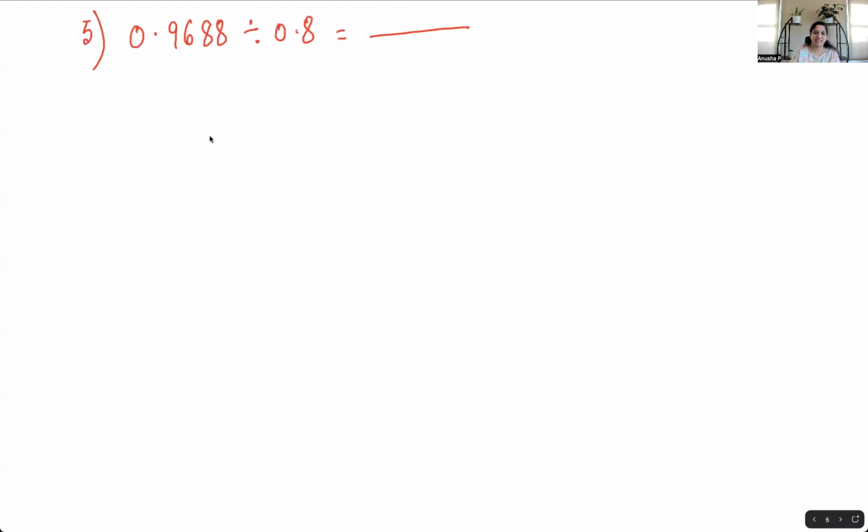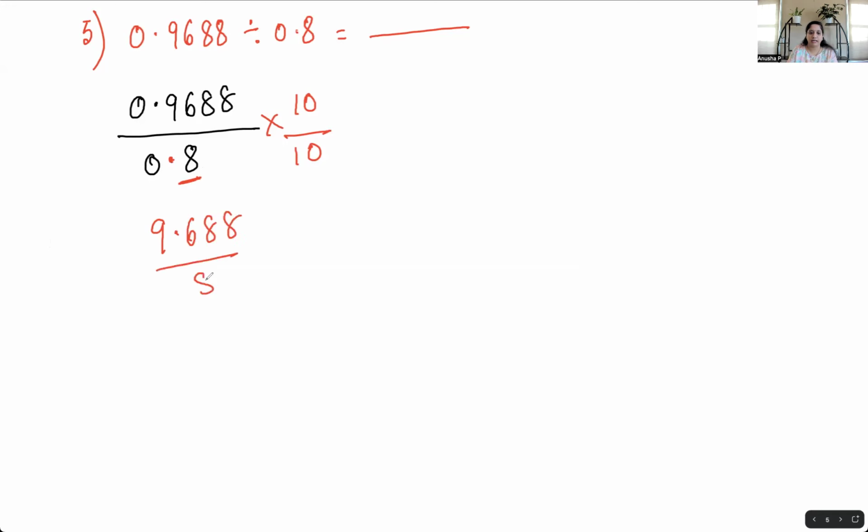Now, the fifth example is 0.9688 divided by 0.8. So 0.9688 is your dividend and 0.8 is your divisor. Now again, because in the divisor, after the decimal point, you have one number, you're multiplying by 10 on the top and 10 on the bottom. So when you multiply by 10 on the top and bottom, we have to move the decimal place one point to the right.